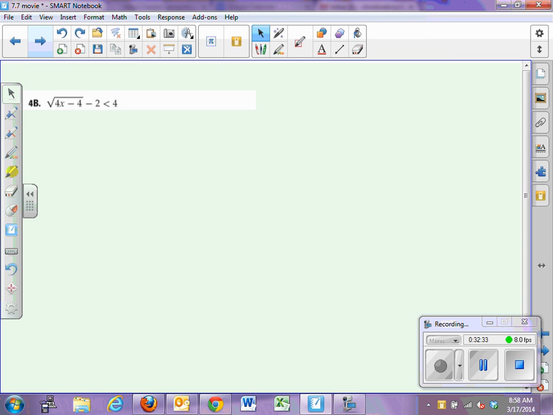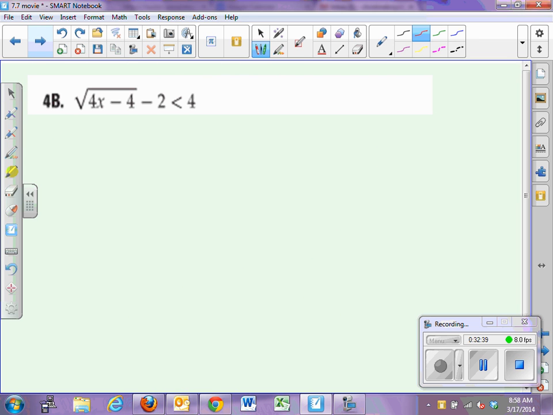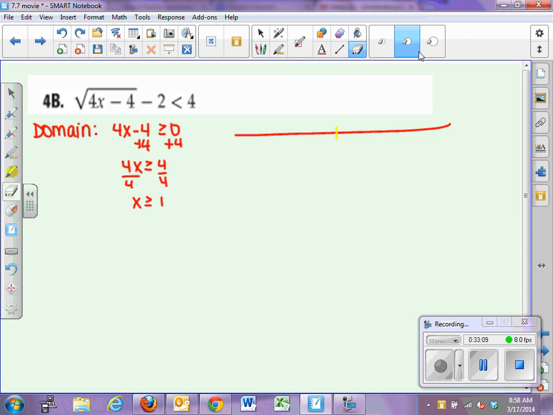Try this one. Or is this the same? No. So if it's an inequality and it is a radical, you start with domain. So you need the quantity under the radical to be positive. Divide both sides by 4. X is greater than or equal to 1. So that's my domain again. I'm going to graph it in yellow.